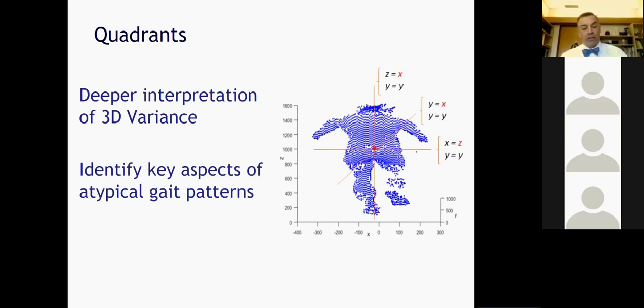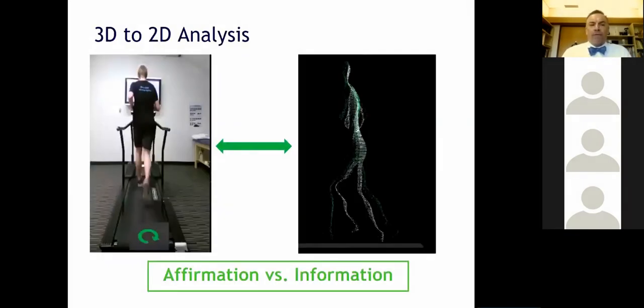I've got a whole team. We've been working on this for a few months, and we're just going to finish it up over the summer. And another really powerful method is looking between the 3D and the 2D analysis. If you're a clinician and you are used to using a single camera and you've got a really well-developed eye, we completely respect that. We're not trying to replace what you're doing, but we're trying to draw a line between affirmation and information. And we'll show you a nice example of this when we go to the demo.